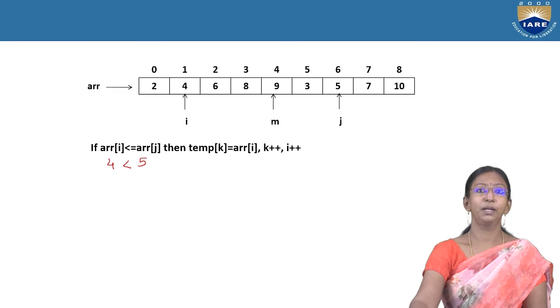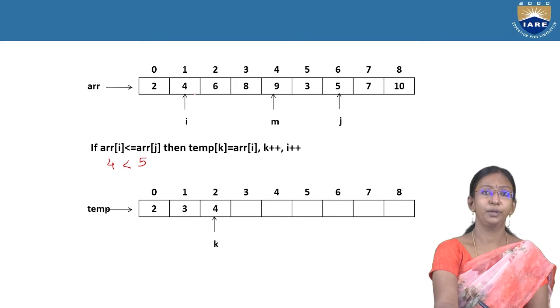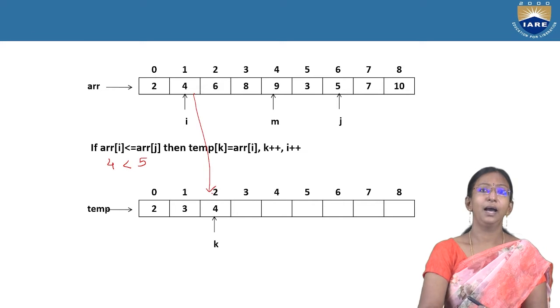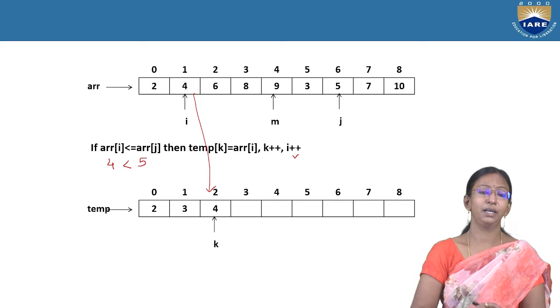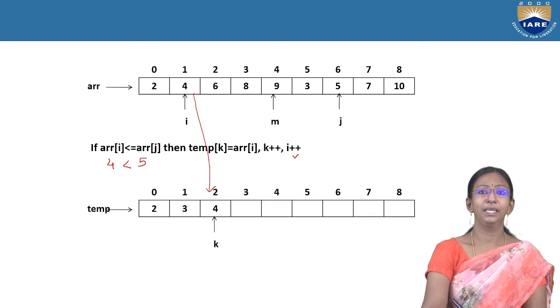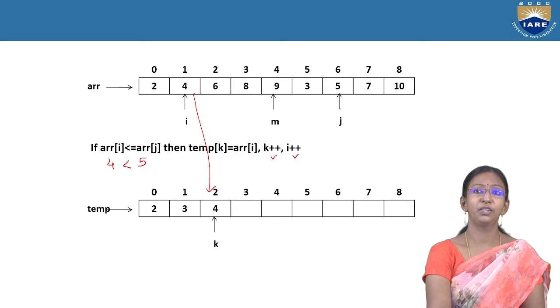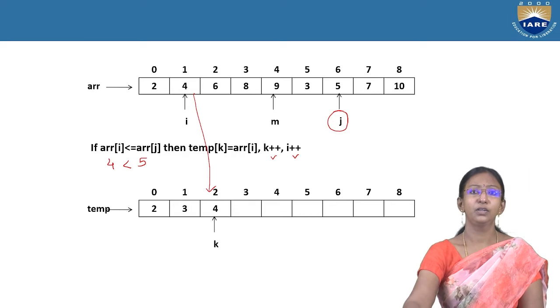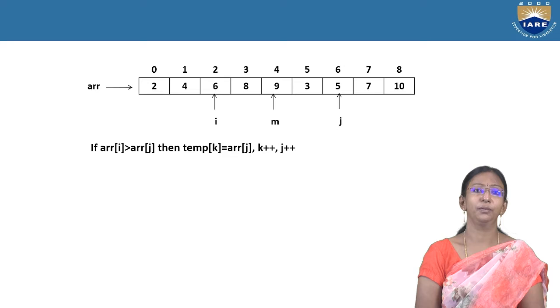As i has won the battle, copy the content pointed by i into your temporary list. As the element pointed by i is used, increment i. As the vacant place pointed by k is filled, increment k also. Do not touch the element pointed by j, because it is not yet used. Okay, so after these changes, the new look will be like this.